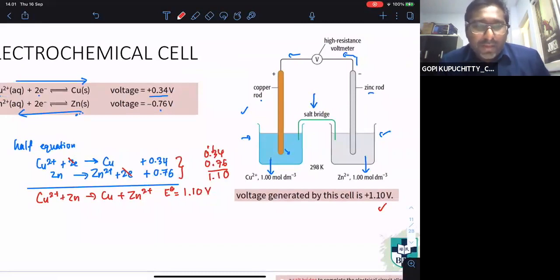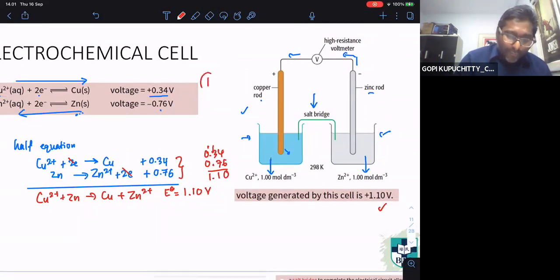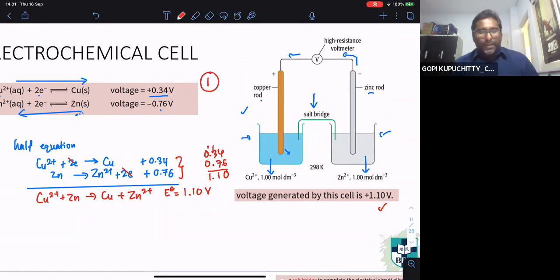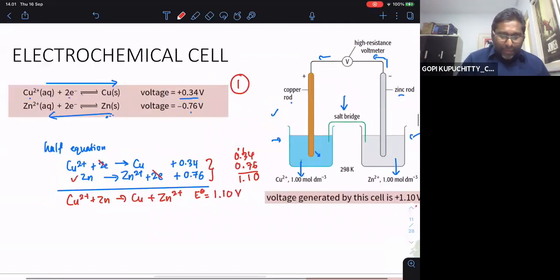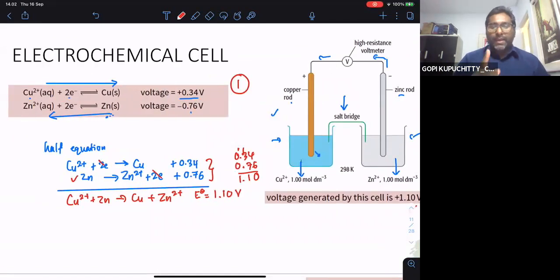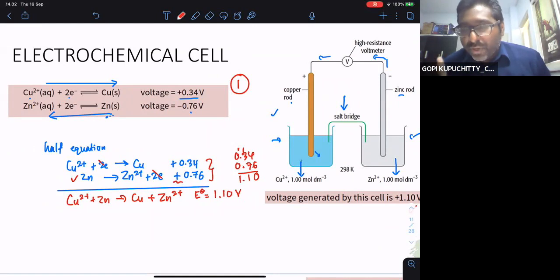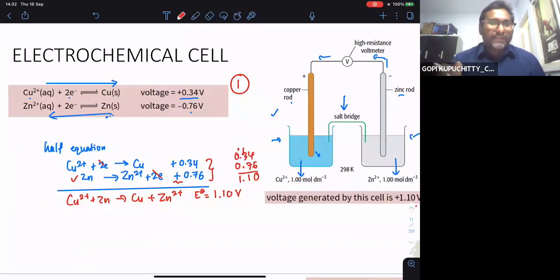I'm just teaching you only one way. What is that one way? When you write the half equation, you adjust the equation accordingly, and what happens to the sign? The sign changes. This is only one. Later, I will teach you another requirement. There is another requirement, and I will come back to this again.